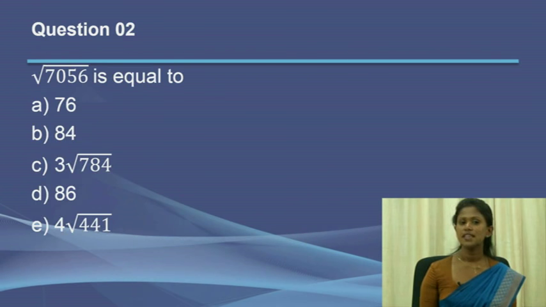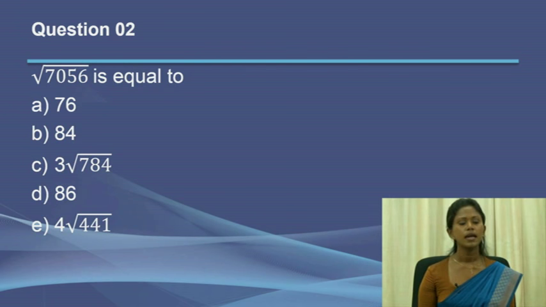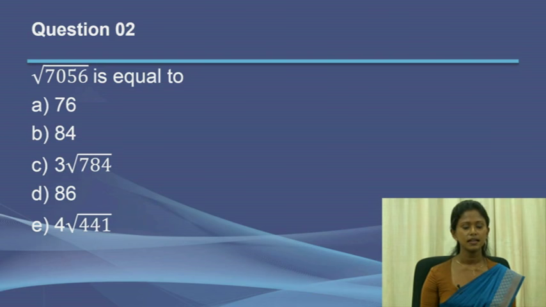Let's move to the second question. In the second question, what they are asking is the square root of 7056. If you look at the answers, you can see that they present their answers in several ways. So this question can have multiple answers. We will look at the solution.